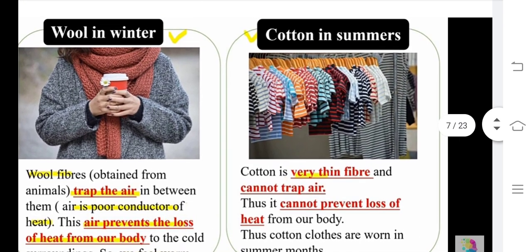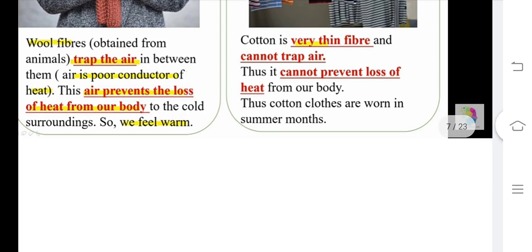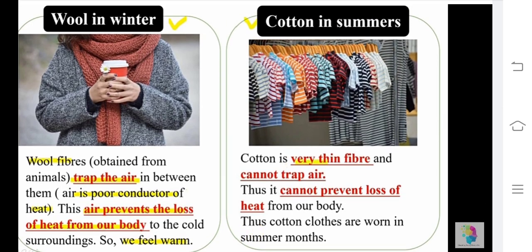What about cotton? We prefer cotton in summer, right? Cotton is a very thin fiber and cannot trap air, so it cannot prevent the loss of heat from our body. Thus, cotton clothes are worn in summer months. I hope you understand, children. Comparison of winter season and summer season.